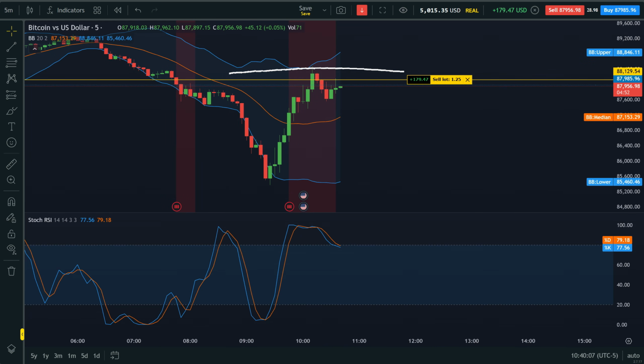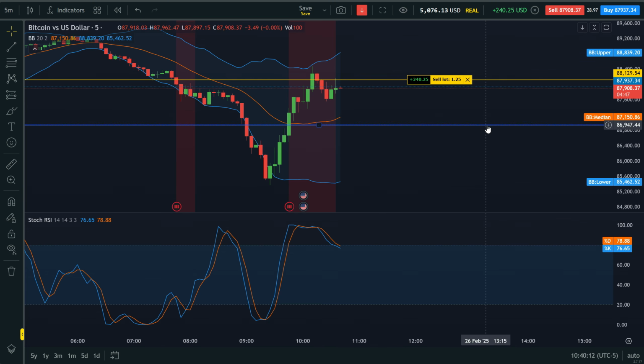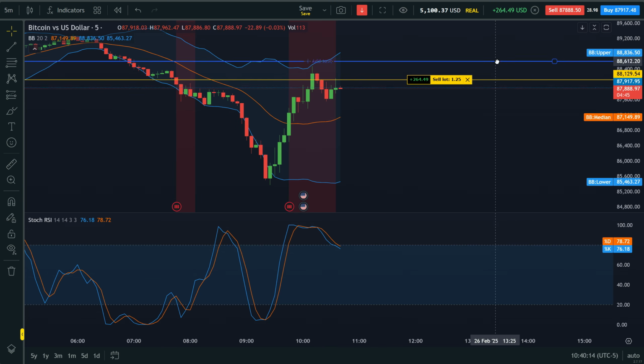To make it clearer, let me add a line on the chart so you guys can visually see exactly where my stop loss is placed. This way, you'll understand my thought process behind setting it up and how it helps manage risk effectively.